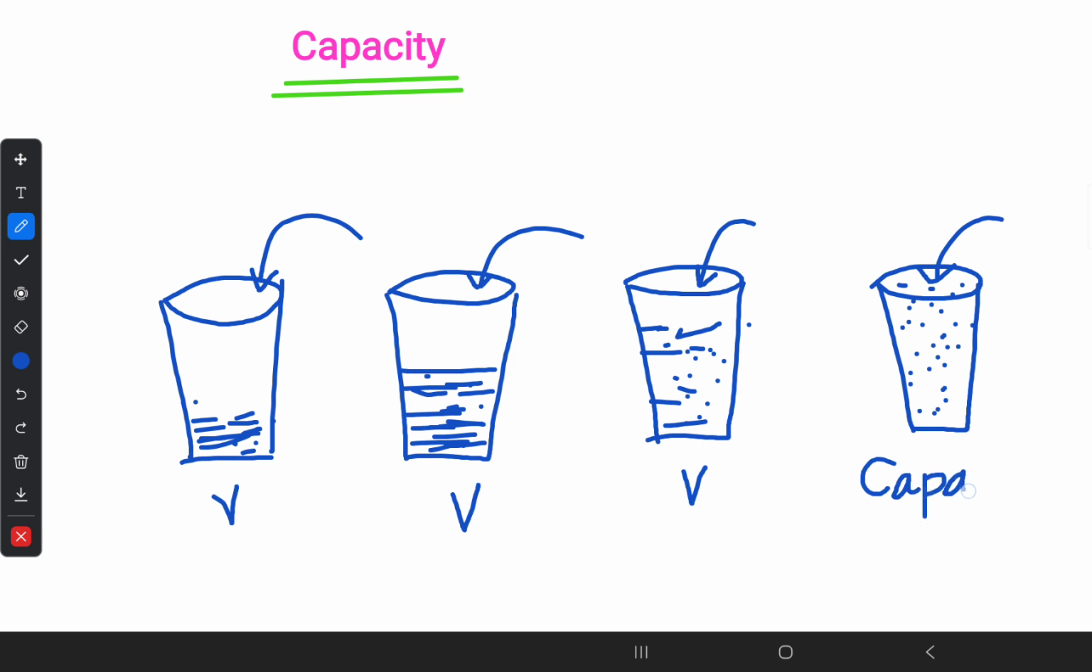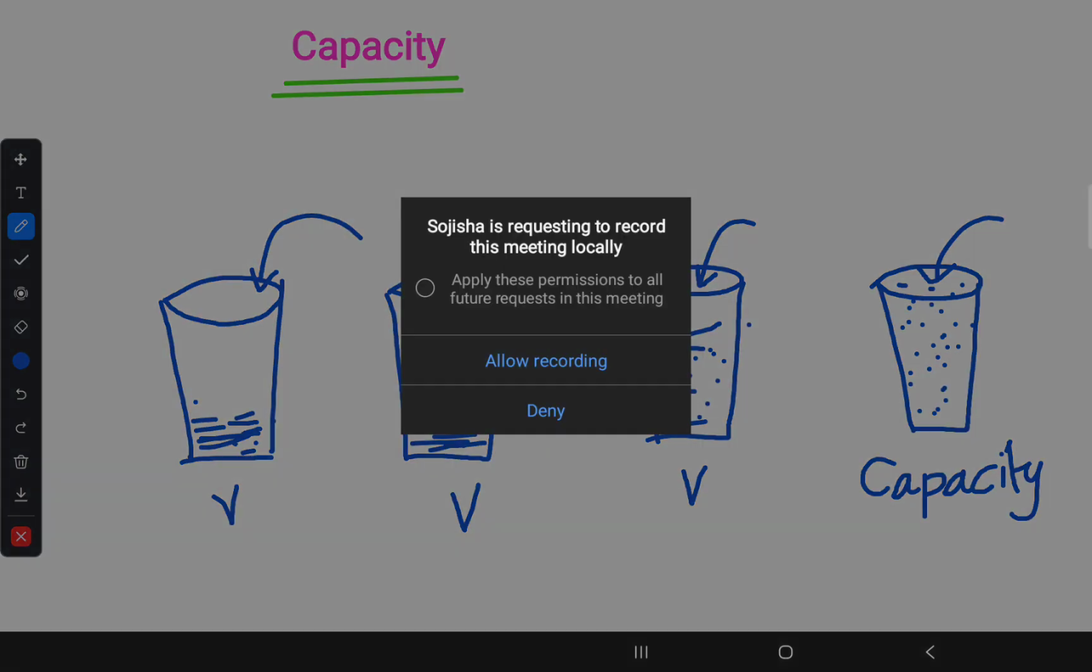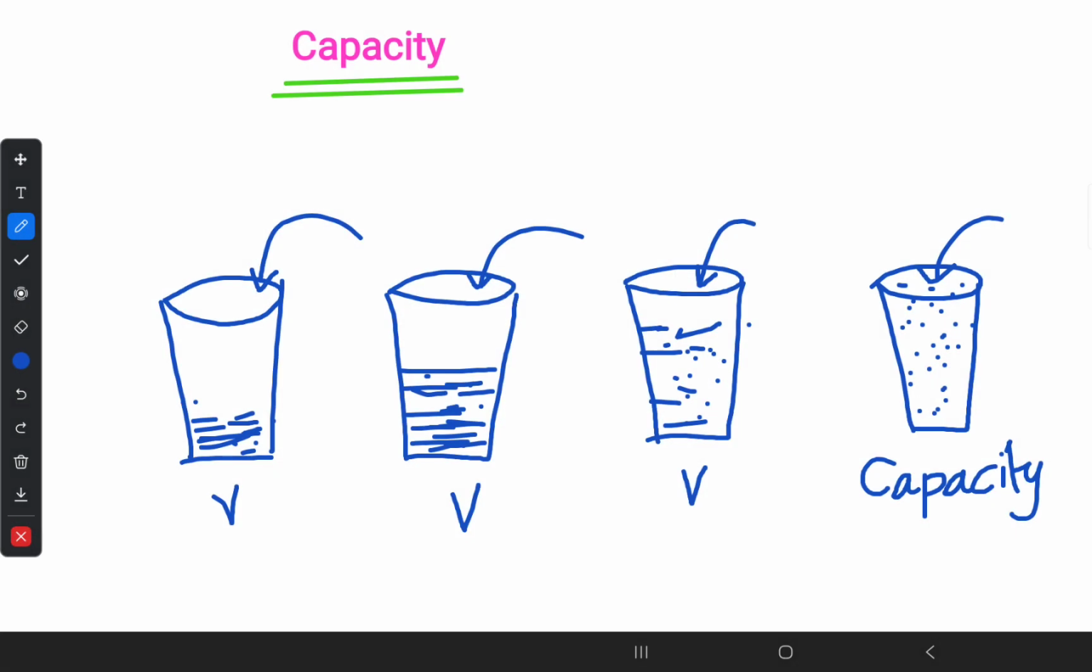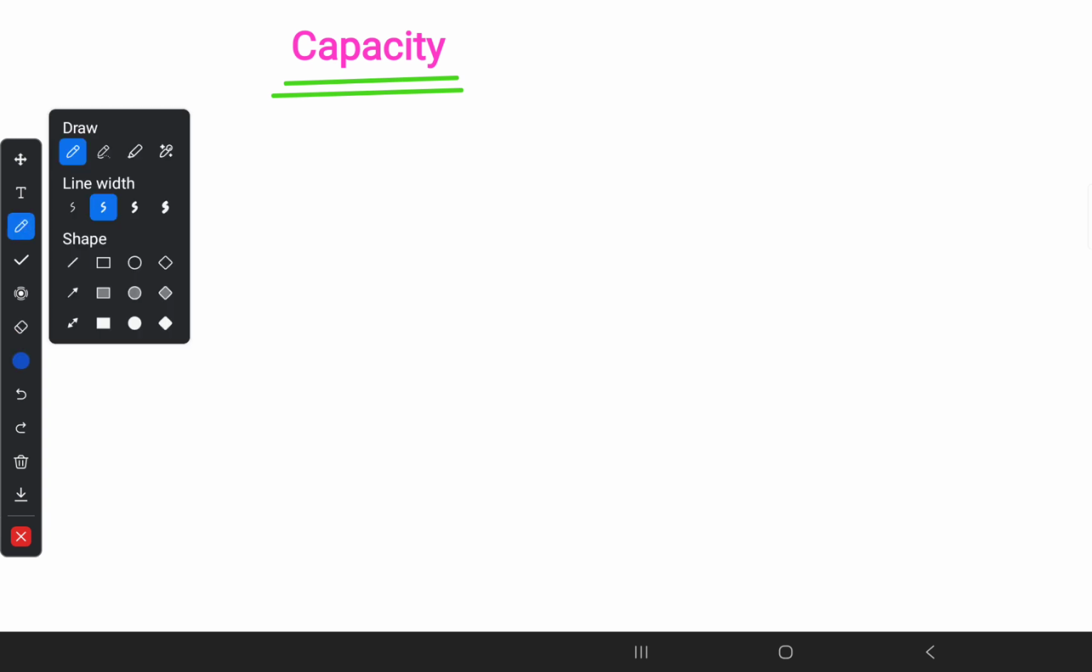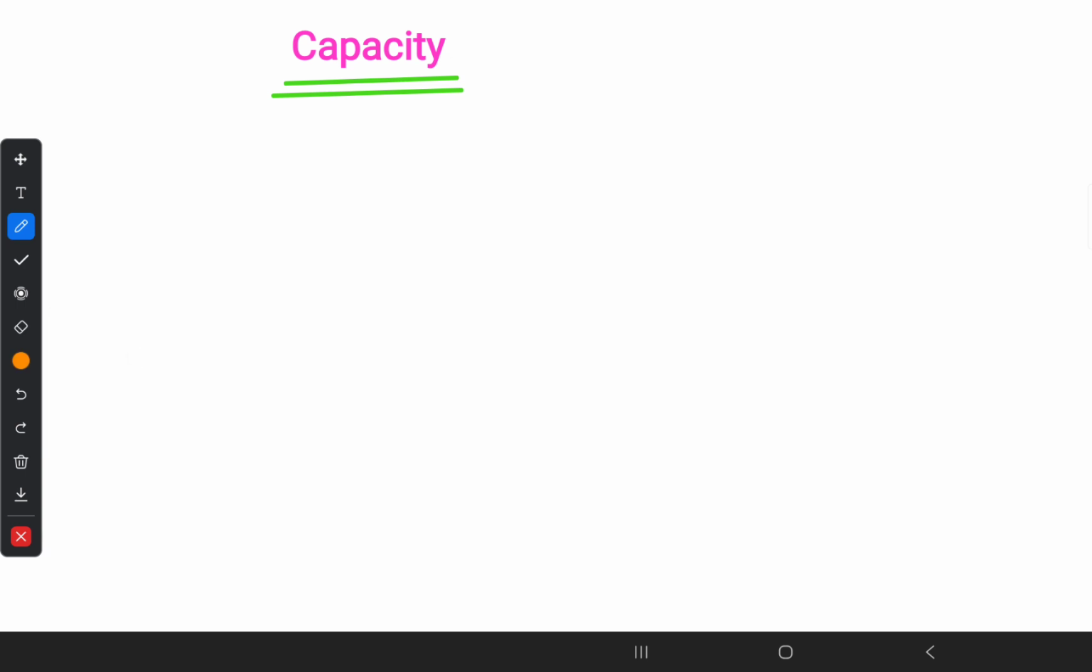Capacity is also a volume, but there is a specific feature: the liquid that is required to fill the container would be our capacity. There is no specific formula to find the capacity. The same formula which we used to find the volume is applicable for the capacity. In capacity we are indicating the liquid measurement.